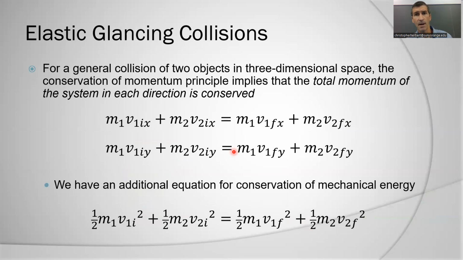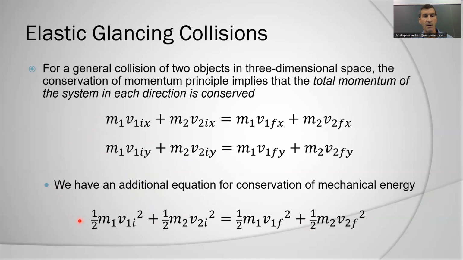Okay, let's talk about the difficult problem. When we go to two dimensions for an elastic collision, a perfectly elastic collision, we add another equation to our system of equations. Here is our equation for conservation of momentum in the x direction. Here's our equation for the conservation of momentum in the y direction. And basically, this will hold true for all collisions.